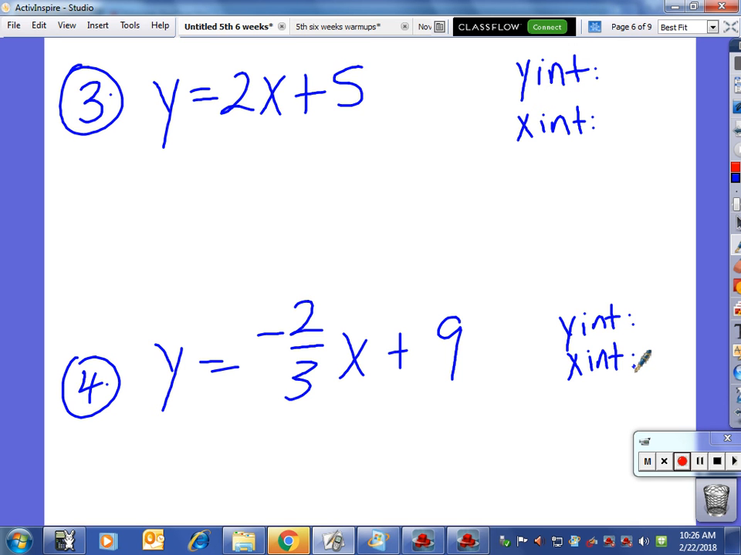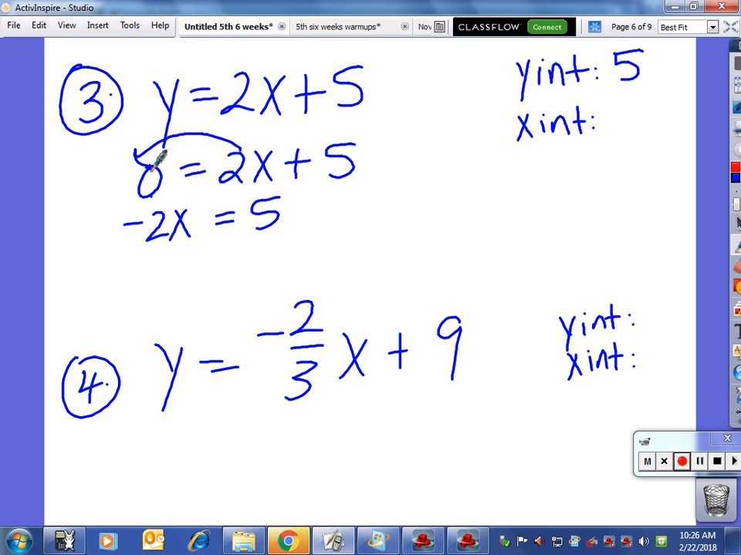Alright, number 3, the y-intercept was 5. The x-intercept, I'm just going to do it by hand. It doesn't take that long at all. I put a 0 in for y. I moved the 2x over and made it -2x. I just subtracted 2x from both sides. I got -5/2. And to me, it goes super fast. It's faster than plugging it into the calculator.